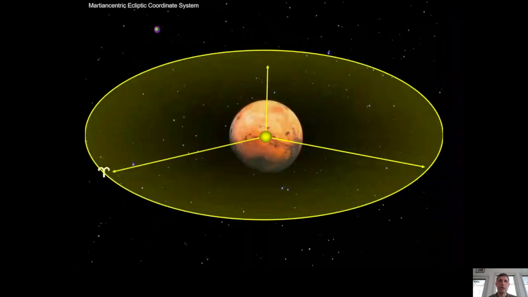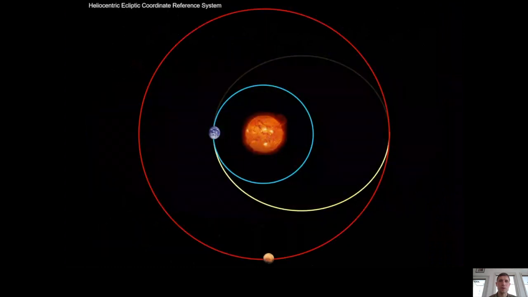Okay, in our example, we're going to go to Mars. When we get to Mars, we're going to have to use a Martian coordinate frame as well. So we'll keep our fundamental axis pointed to the first star of Aries. We'll use the Martian equatorial plane as our fundamental plane, and we will build our orbits around that coordinate system.